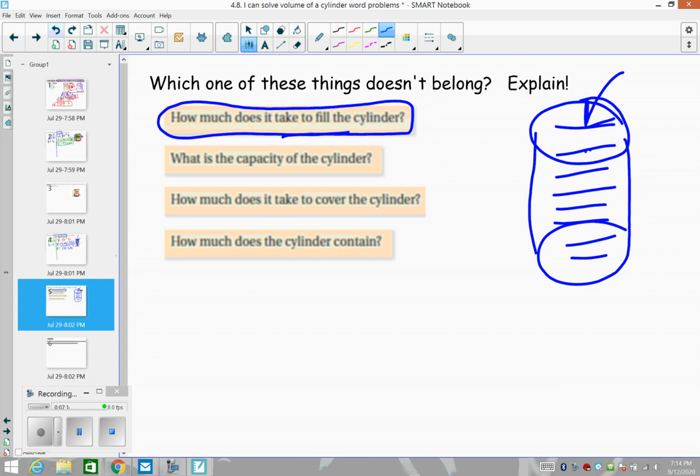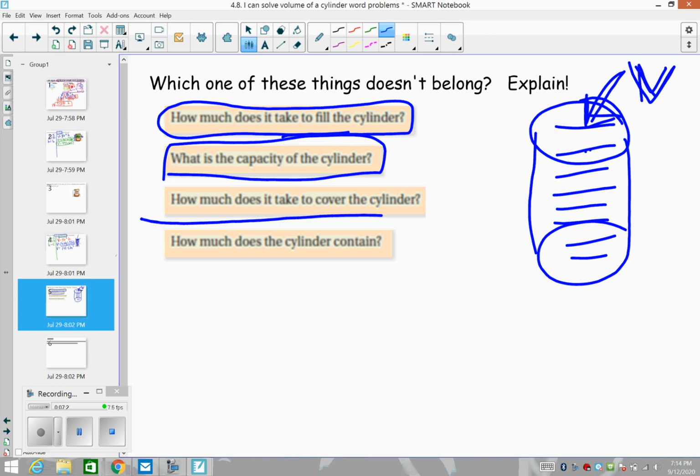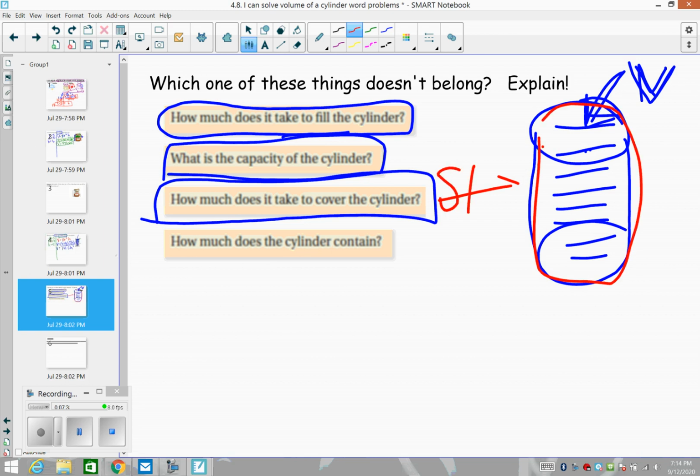I guess I cheated a little bit because I know where this is going. So how much does it take to fill? Okay, volume. What is the capacity of the cylinder? Volume. How much does it take to cover the cylinder on the outside? Surface area. There it is.